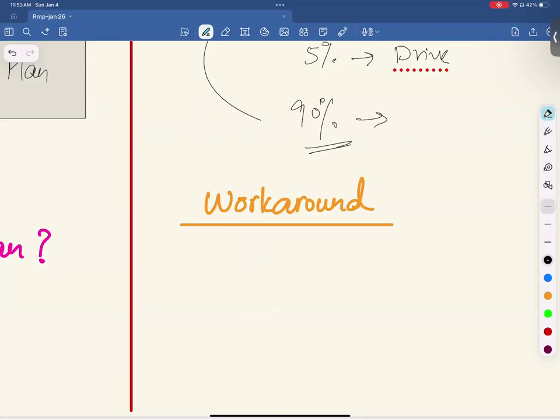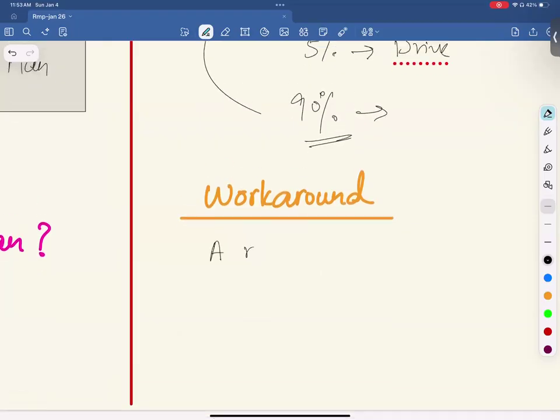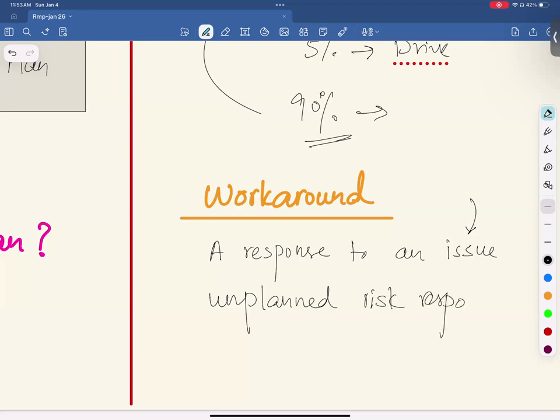Workaround is a response to an issue because we have not planned any response earlier. Okay. Perfect. Workaround, it's a response to an issue. Issue is a risk which has already occurred, an event that has already occurred. So it is an unplanned risk or issue response for unforeseen risk, right? And we also call it a temporary response.